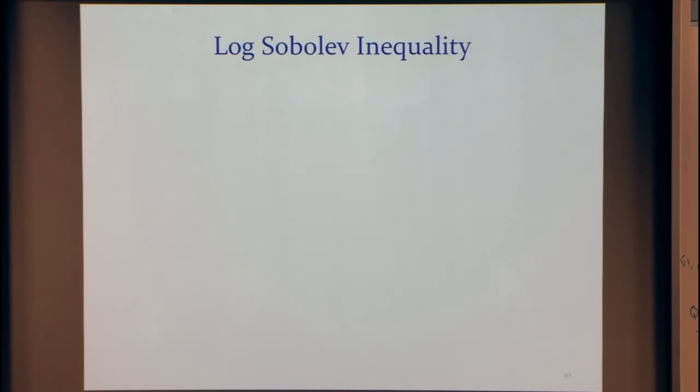So the log Sobolev constant appears in an isoperimetric inequality for the graph called the log Sobolev inequality. How many of you have seen the log Sobolev inequality? Okay, so that's about 60-70% of the room. So let me motivate the inequality if some of you have not seen this before.